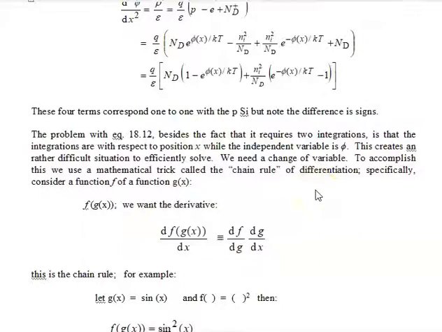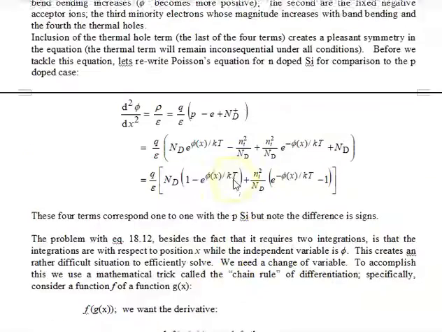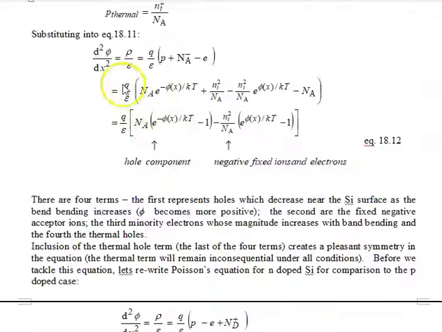Well, we have a problem with equation 1812. If you look at 1812, the first thing is there are two integrations because it's a second order derivative. We have to integrate with respect to x once, and then integrate with respect to x twice. The problem is that I don't know phi as a function of x. So this is one unholy mess, unless I'm clever.